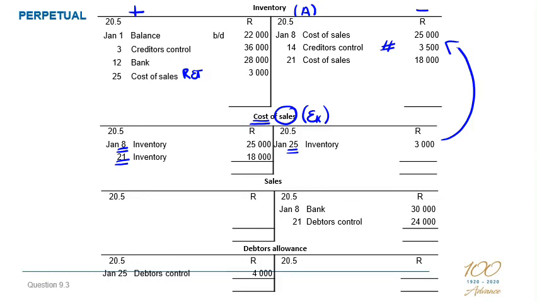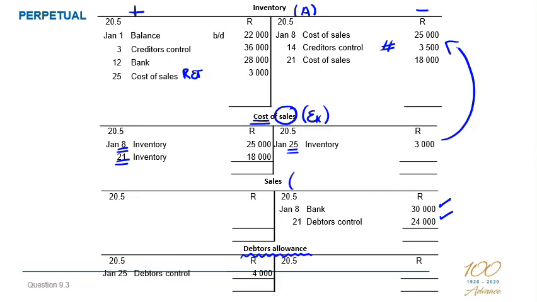In the sales account, I will have my selling prices accounted for, both for cash and credit sales. And if the debtor was not satisfied and he or she returned the goods, I will have that on the debit side in a separate account, debtors allowances.